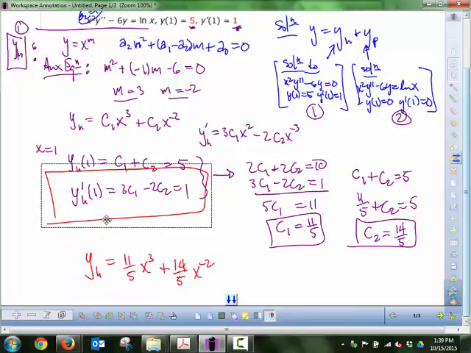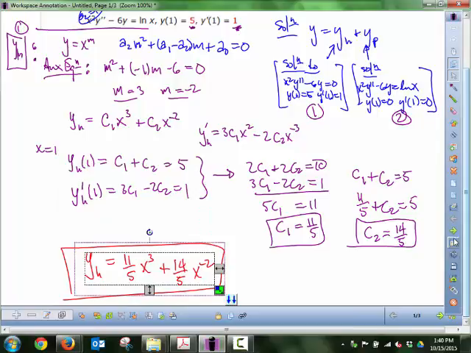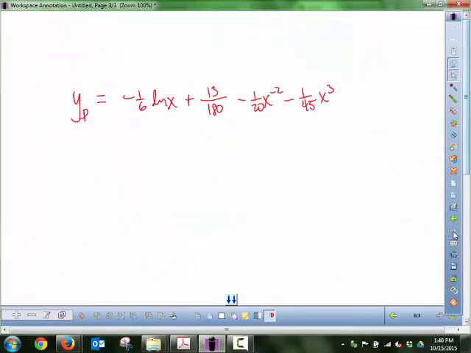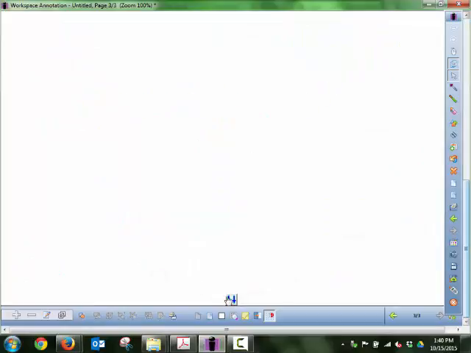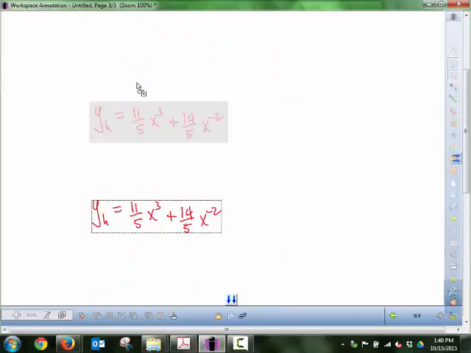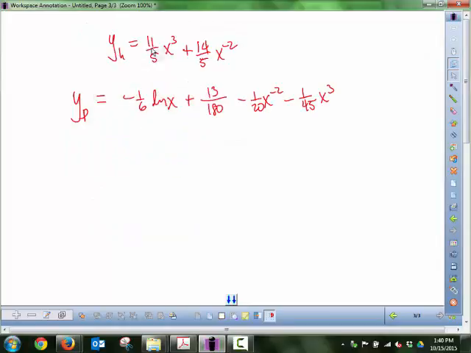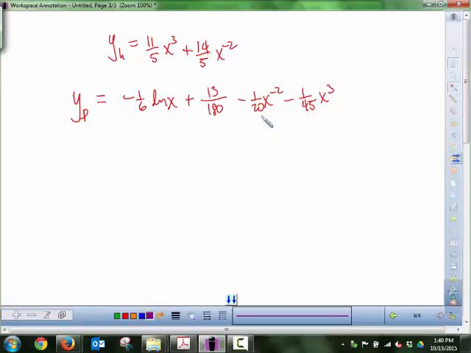The sucky part about this is that it looks like we can combine more terms. Not that it's sucky, but all right, so our final answer will be y sub h plus y sub p. And it looks like we have a couple of terms that we can combine. So let's see if we can combine those two.